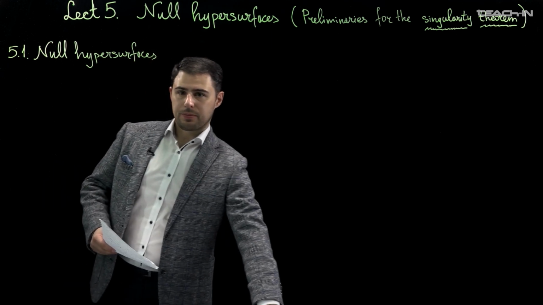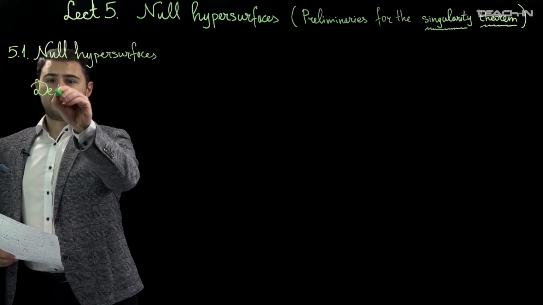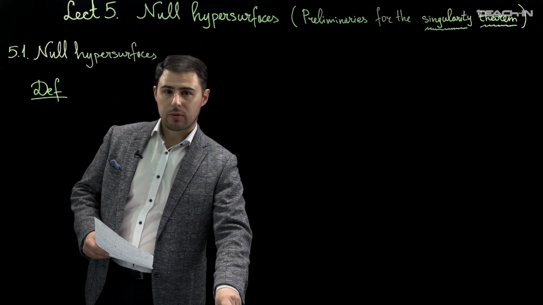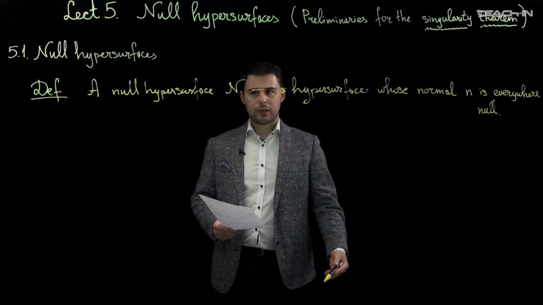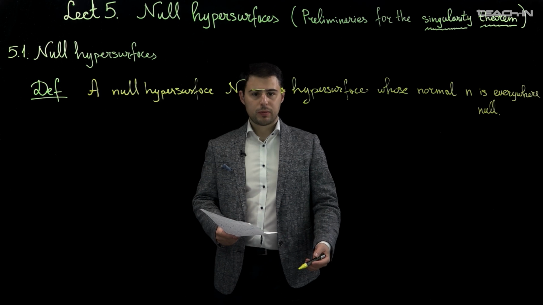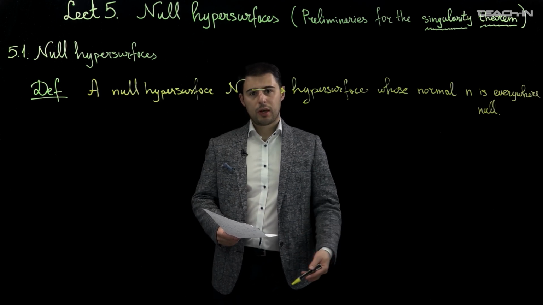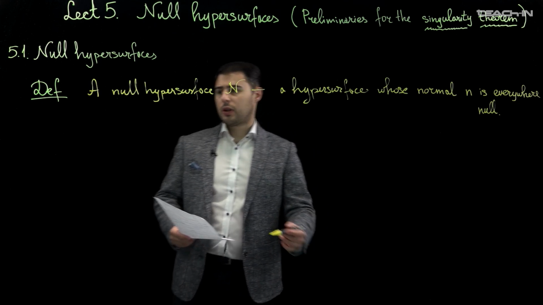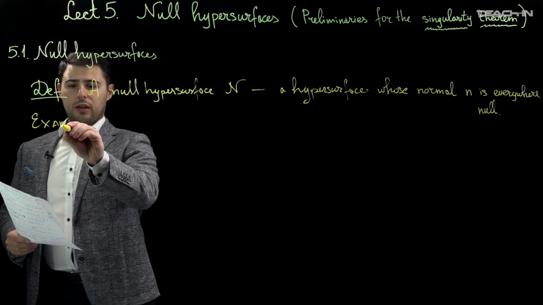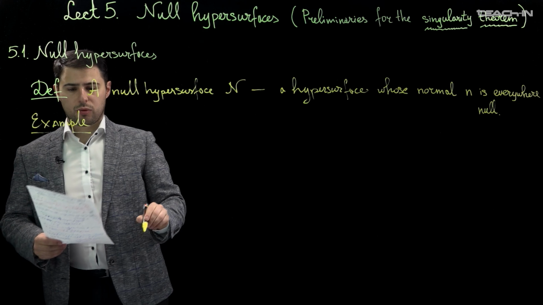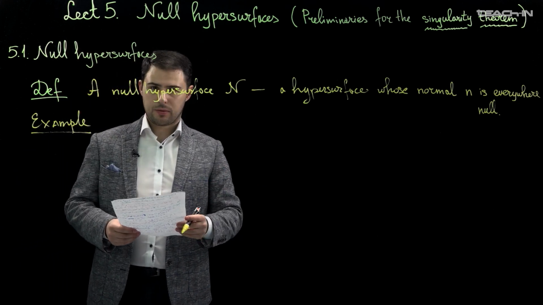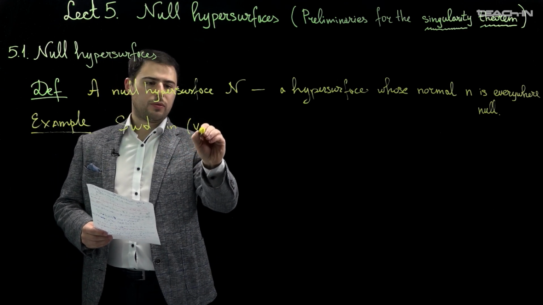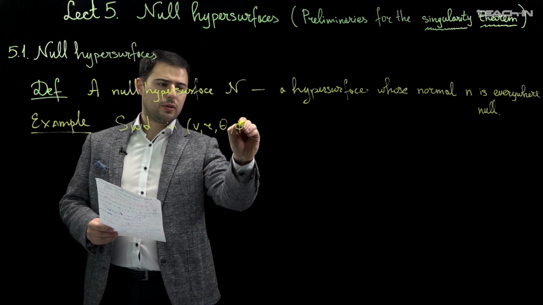Let us start with the definition. So what is a null hypersurface? Well, the definition is simple: it is simply a hypersurface, the normal to which is everywhere null. As we have just said, the main reason to consider null hypersurfaces is because they model event horizons. And the typical example would be, of course, the horizon of a Schwarzschild solution. So let's consider Schwarzschild in the ingoing Eddington-Finkelstein coordinates, so we have Schwarzschild in v, r, theta, phi.